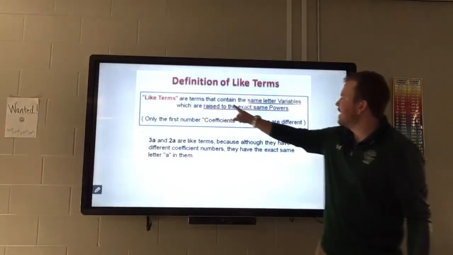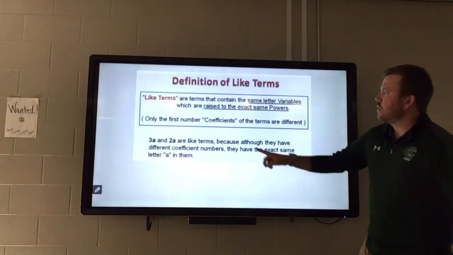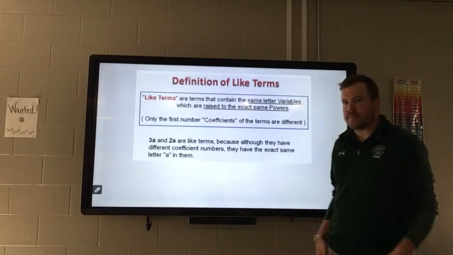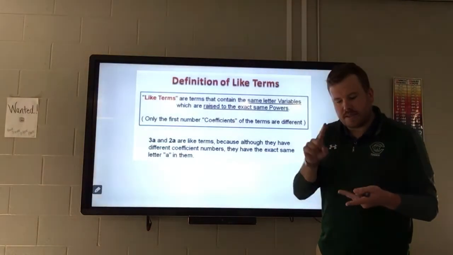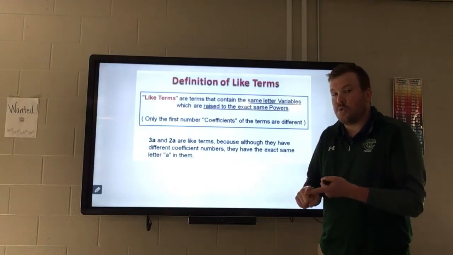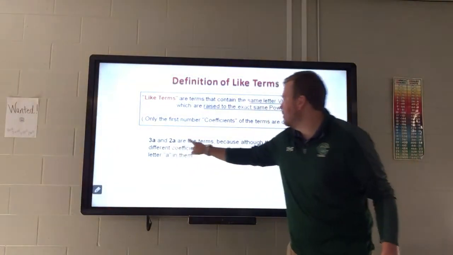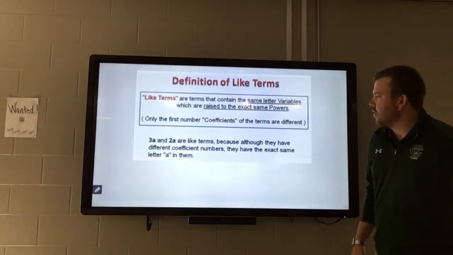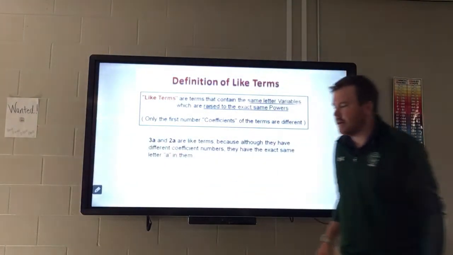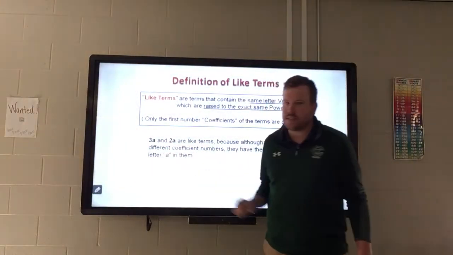Like terms are terms that contain the same letter variable, or variables, which are raised to the exact same powers. Their coefficients may be different, but they're the same variable raised to the same power. So 2x and 3x are like terms. But 2x and 3x squared would not be like terms. They give the example of 3a and 2a. They are like terms because although they have different coefficients, remember the coefficient is the number in front of the variable, they have the exact same variable, a, and it's raised to the same power.